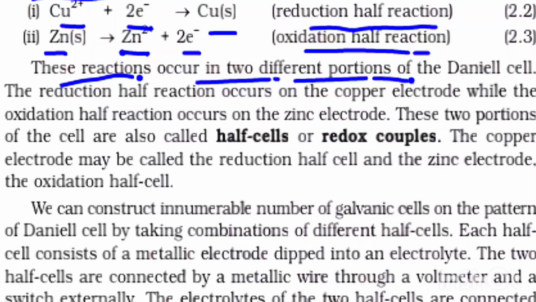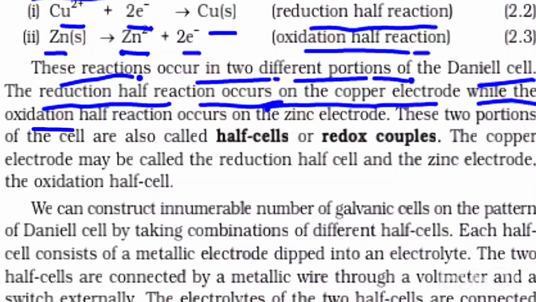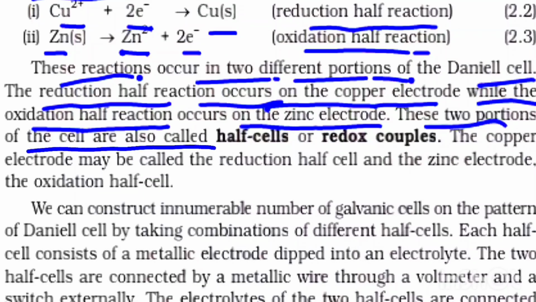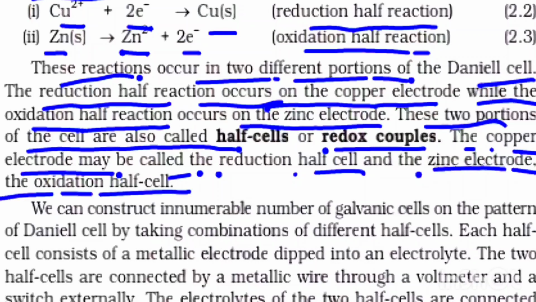These reactions occur in two different portions of the Daniell cell. The reduction half reaction occurs on the copper electrode while the oxidation half reaction occurs on the zinc electrode. These two portions of the cell are called half cells or redox couples. The copper electrode may be called the reduction half cell and the zinc electrode the oxidation half cell.